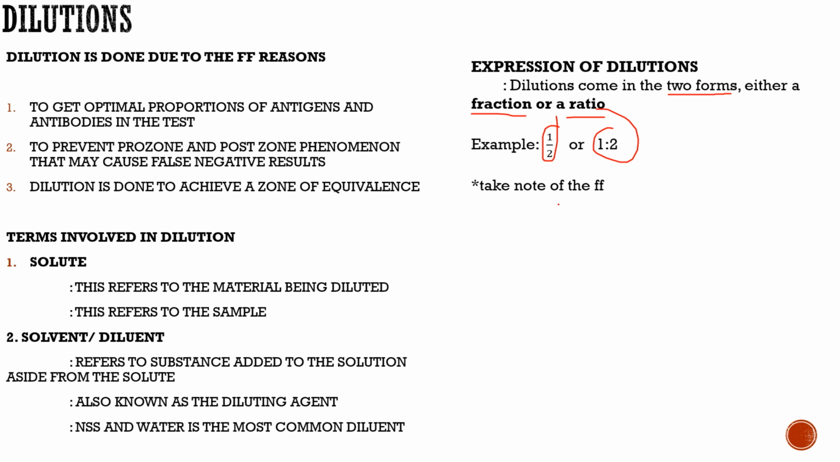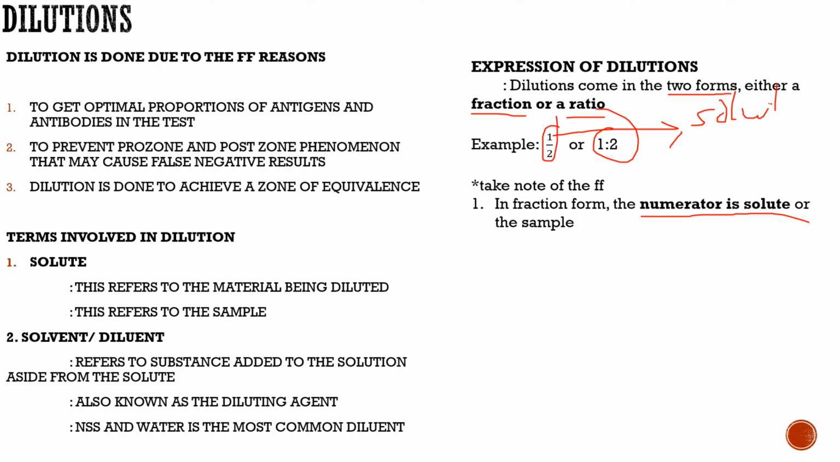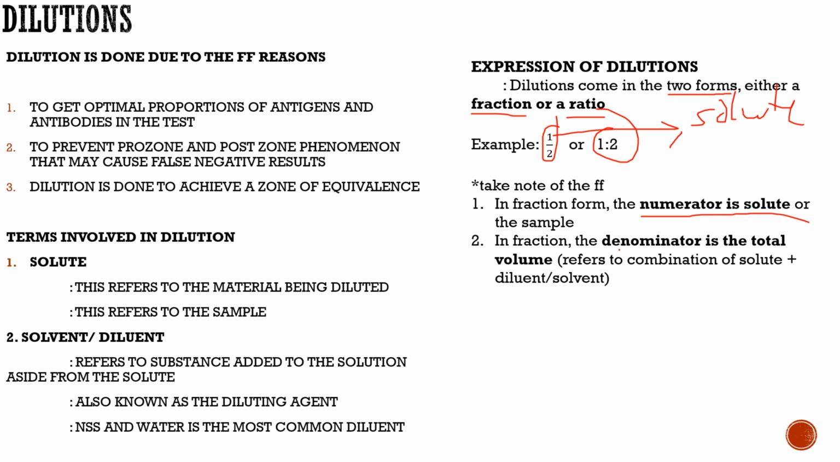Now, take note of the following, class. In fraction form, the numerator is the solute. So, itong 1, itong numerator, itong nasa taas, this refers to the solute. While the denominator, class, is the total volume. Pag sinabi mong total volume, from the word total, it refers to the combination of the solute and the diluent or solvent. So in this case, class, sabi niya, yung denominator daw, this is the total volume.